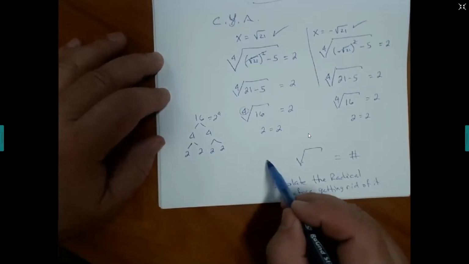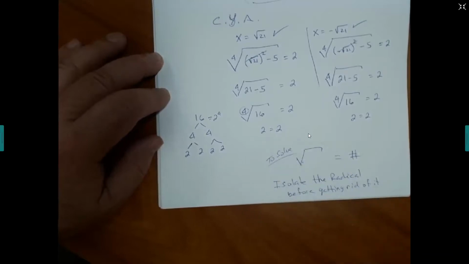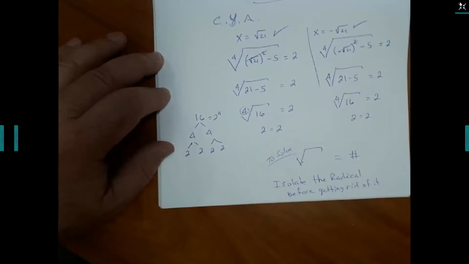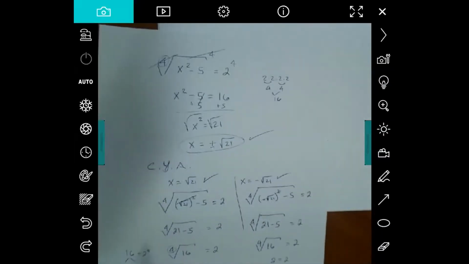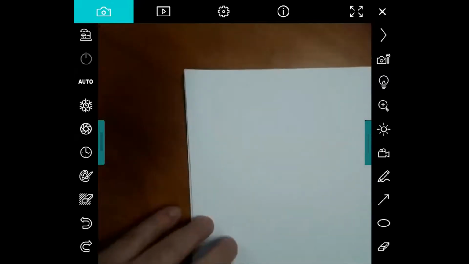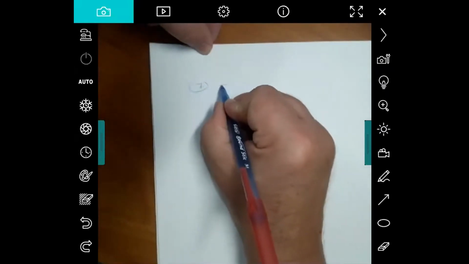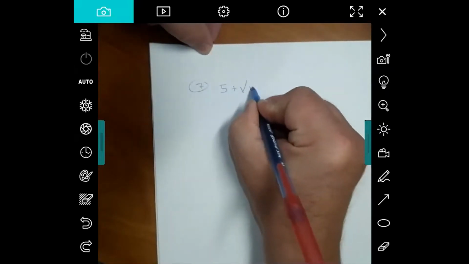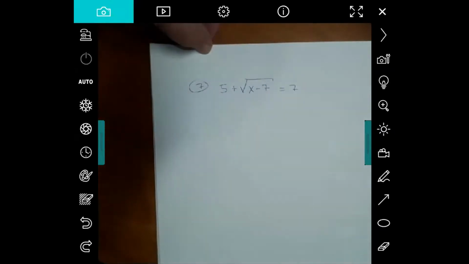So yes, to solve, we have to isolate the radical. Case in point, look at this example. We have number 7. 5 plus the square root of x minus 7 equals 7.